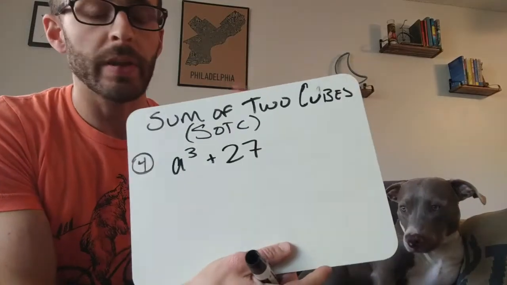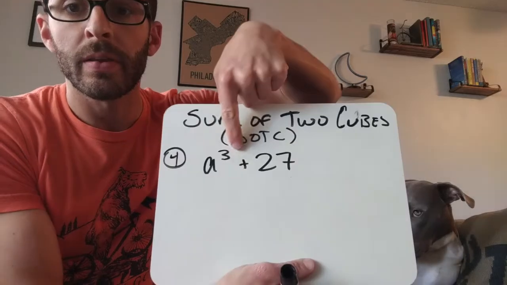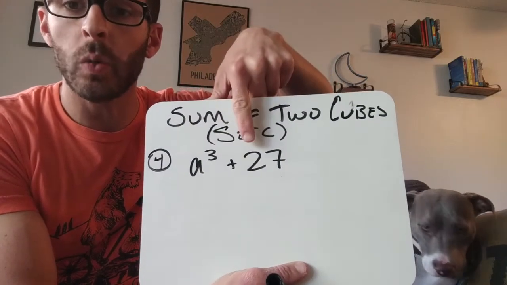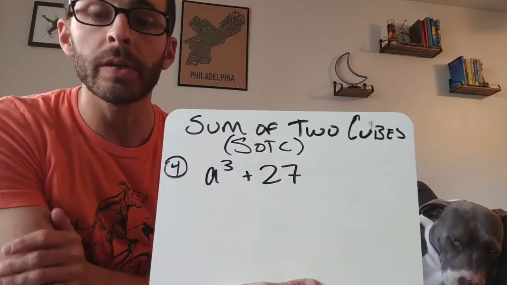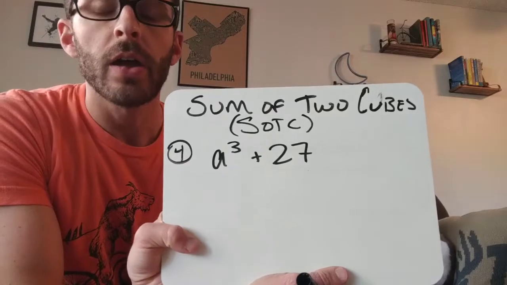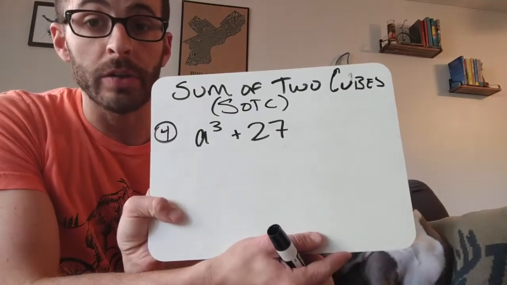Now, you have to realize when you have a sum of two cubes. So, is it a sum? Are they both perfect cubes? A cubed is a perfect cube. It's in the name. Is 27 a perfect cube? Yup, because the cube root is 3. So, once you realize that, you have a few patterns you're going to have to know.